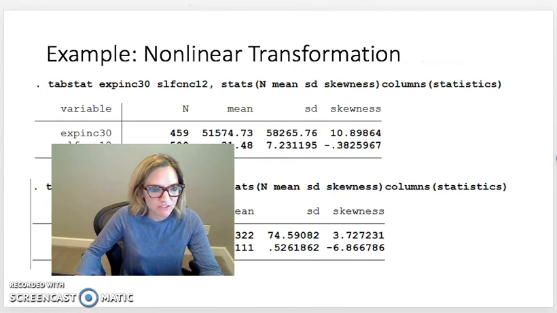In the first table, just to give an example of a nonlinear transformation and how effective it is, I've tabulated some summary statistics of the variable expected income at age 30. And you can see that the distribution is positively skewed. The skewness value is large and positive. In the second table on the slide, I transform the income variable by taking the square root and the log. And the square root transformation actually reduces the skewness of the curve. The skewness metric changes from a value of 10.9 in the original table to a value of 3.7 in the second table.